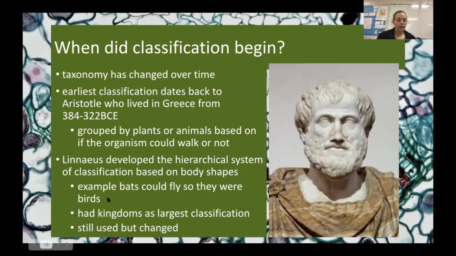So kingdoms were his largest level of classification. He did not look at domains. Again, he would not have even seen domains, bacteria and archaea. So he would have only had one.